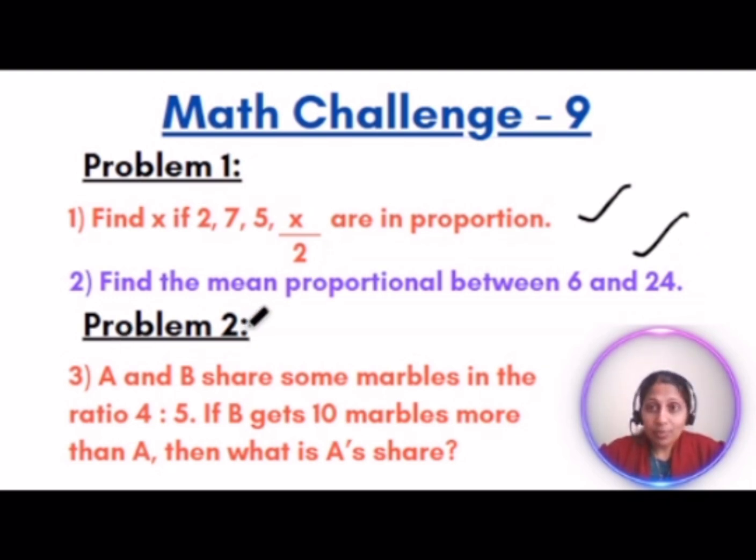Now see problem number 2, which is the third problem: A and B share some marbles in the ratio 4:5. Okay. Now if B gets 10 more marbles than A, then what is A's share? So using the concept, just understand the problem clearly, use whatever we have discussed before, then try to solve this problem by yourself. Okay, I will see you all again with our next video, which is the answers for these.